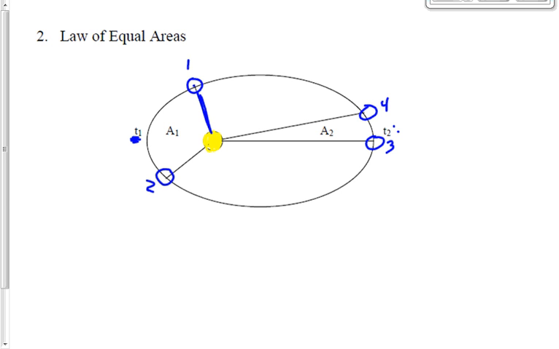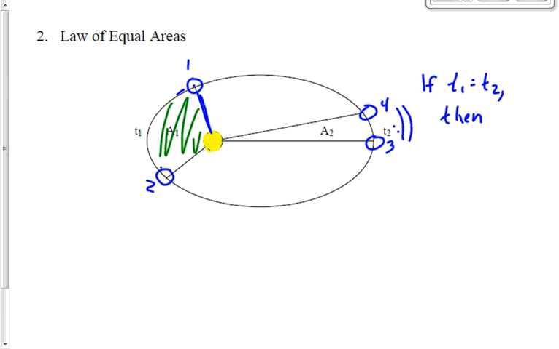Here's the thing with Kepler's law of equal areas. If T1 equals T2, in other words, if we fast forwarded 3 weeks here, then we fast forwarded 3 weeks here. If we fast forwarded 6 days here, then we fast forwarded 6 days here. So in other words, if T1 equals T2, regardless of what that time is, then the area swept out here, this area that's inside here, that's swept out by that line, that we call A1, will be equal to the area swept out right here, that we call A2.